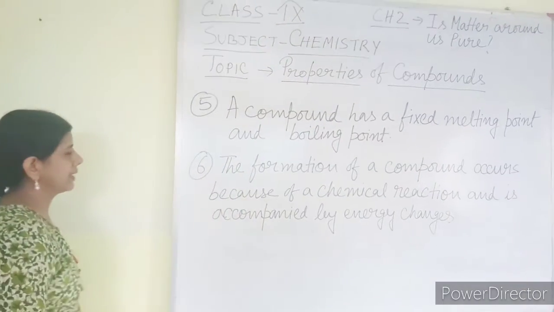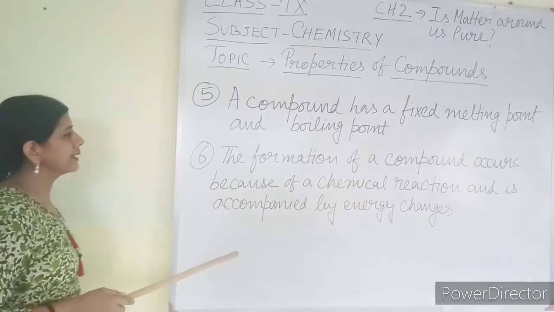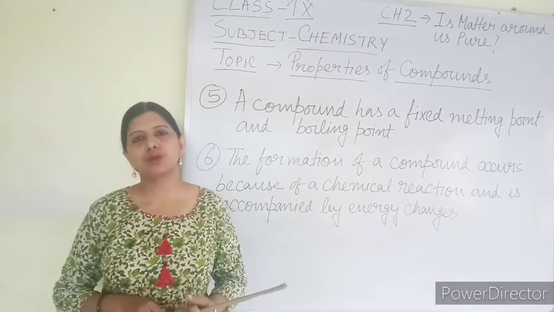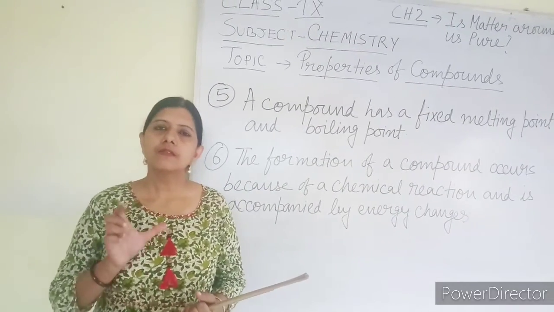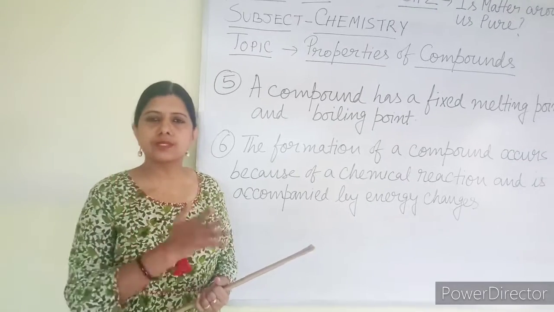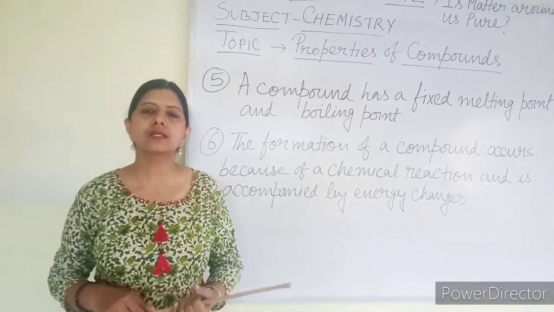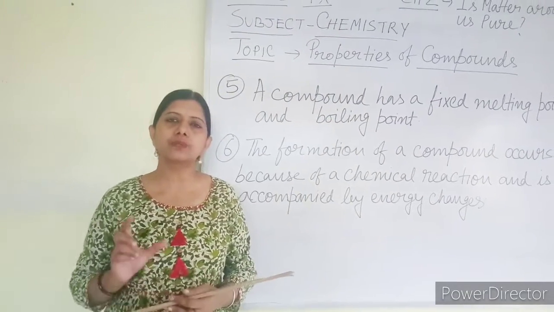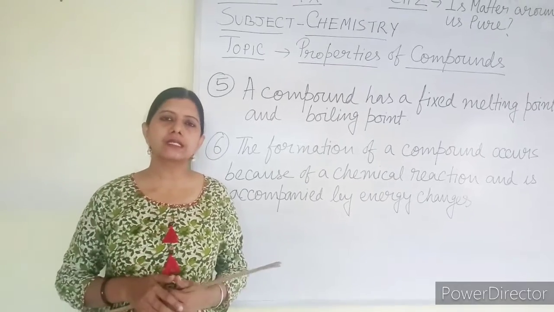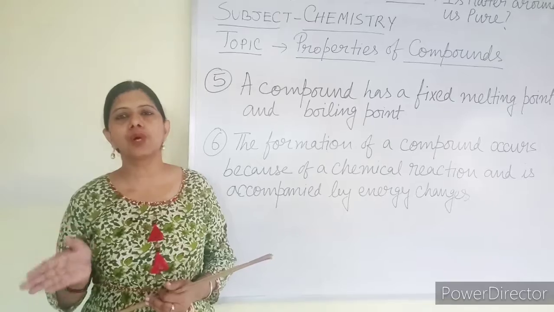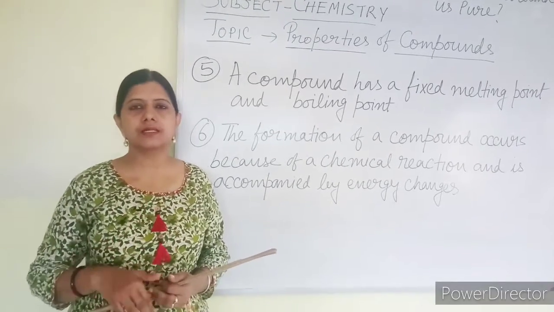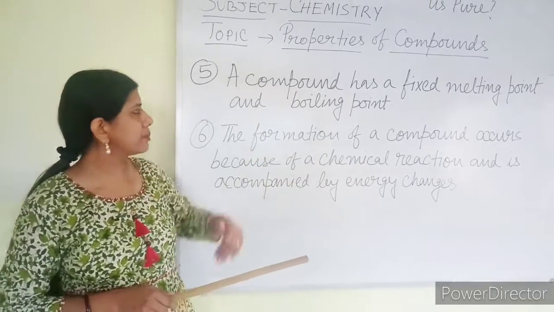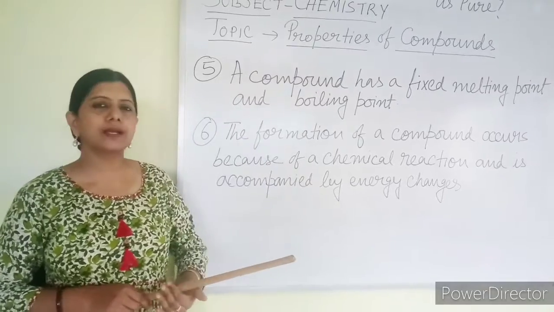Okay, now the fifth point. A compound has a fixed melting and boiling point. Actually this point is applicable for elements also. Pure substances have a fixed melting and boiling point. From this we can differentiate it from a mixture. A mixture is considered an impure substance, and compounds and elements are considered pure substances. So pure substances always have a fixed melting and boiling point. If impurities are mixed in it, then only it can have a different boiling and melting point. So a compound is a pure substance, and it has a fixed melting and boiling point.